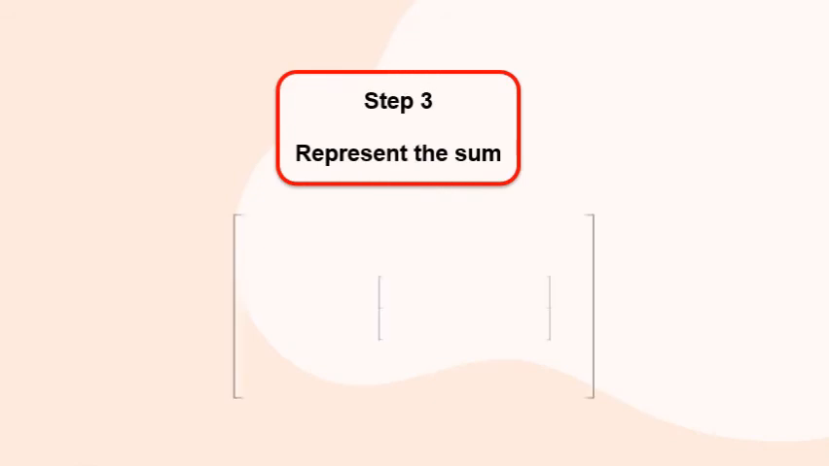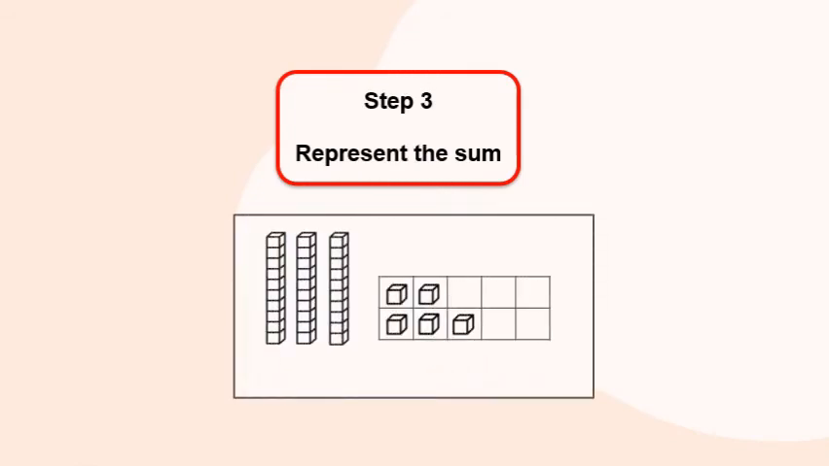Step 3, represent the sum. So we have here 3 tenths and 5 ones. The answer is 35. It's very easy to use the figure, right?